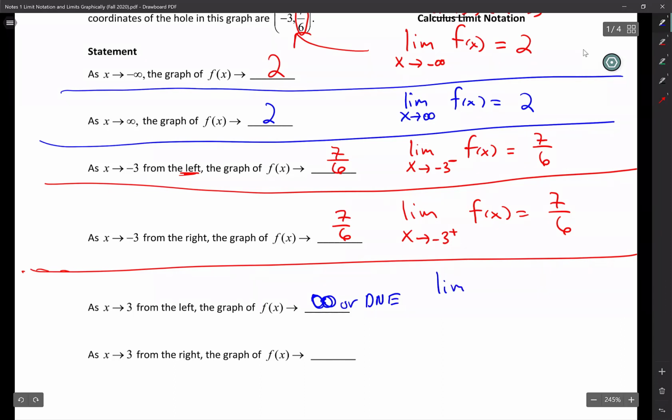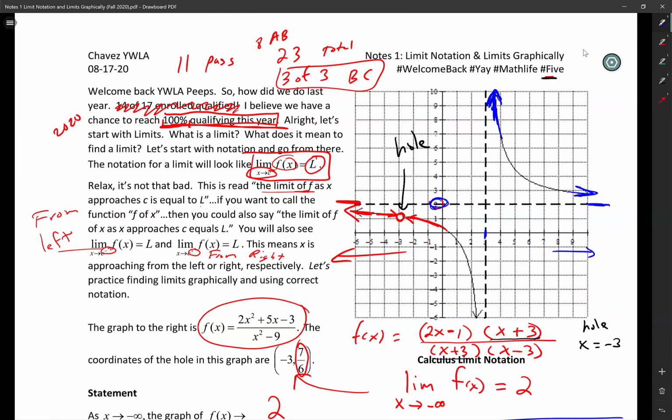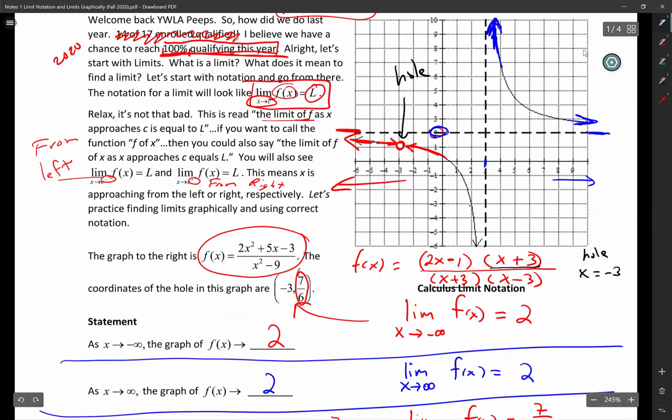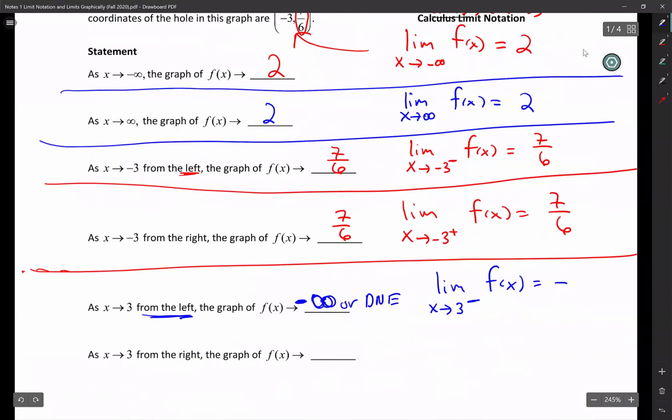So limit as x approaches 3 from the, oh man, I just did the right. Guys, you gotta fix me. I'm rusty here. It says here from the left, and I did the right, see? If I approach 3 from the left, you just gotta enter a negative so you don't have to erase. It's negative infinity. So just put a negative in the front. If I approach 3 from the left, it's negative infinity.